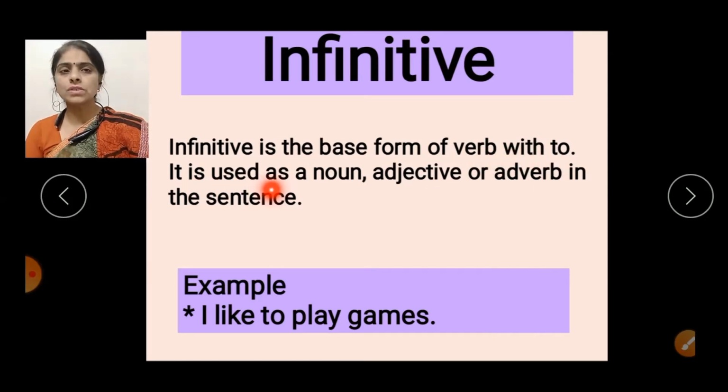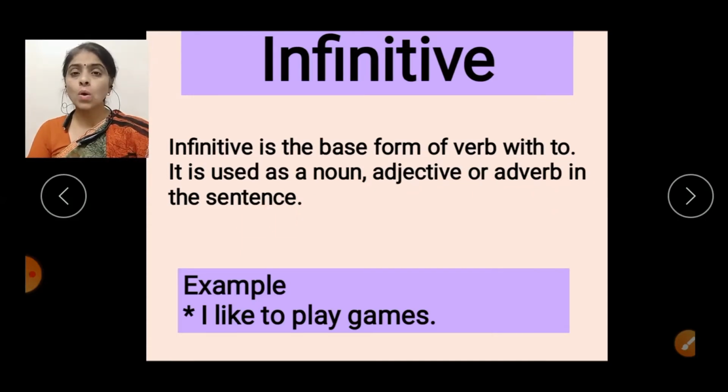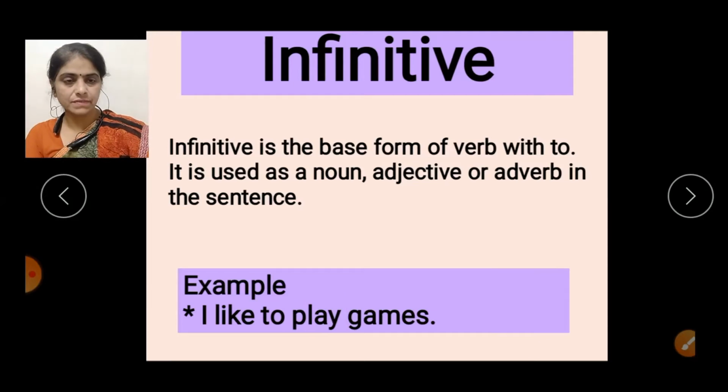It is used as a noun, adjective or adverb in the sentence. So to plus base form of the verb are known as infinitive, and these infinitives work as a noun, adjective or adverb in the sentence. Let's have the example. I like to play games. To play is the infinitive. To plus base form of the verb.